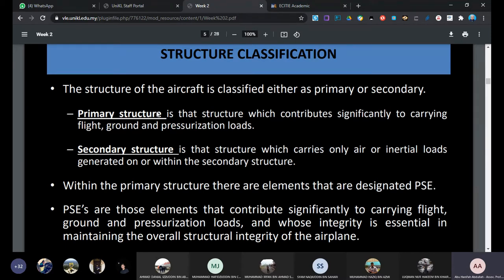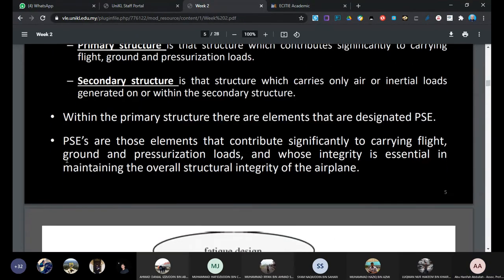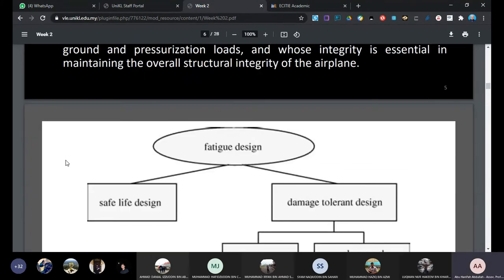Not the whole door, the hinge of the door could be the primary structure, because that door, if it gets loose, may hit other parts of the aircraft, and worse, it may hit the control surfaces, then you will have a problem in handling the aircraft. So that is the thinking. You can read this information here, but I'm explaining to you in layman's terms, the easiest way to understand these two terminologies. Any questions?